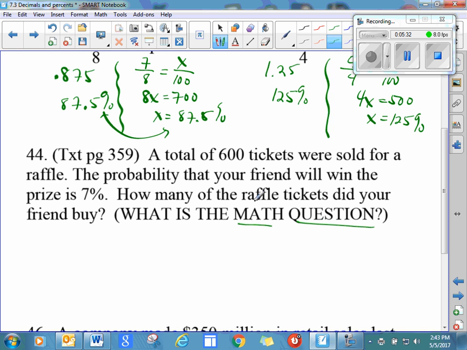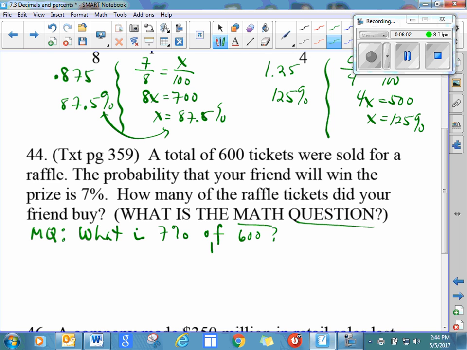So basically, what are they asking us to do? And the math question here is as simple as, what is 7% of 600? That's your math question. Once you find the answer to this math question, then you've answered the word problem. So we haven't done 7-2 yet, which is a proportion method. I'm going to talk about that next time.